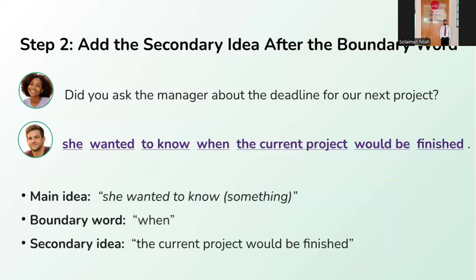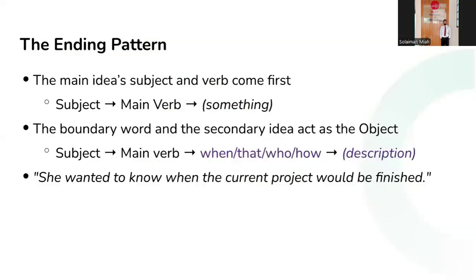Now we need to attach the secondary idea. First comes the boundary word when. Then, after the boundary word, we have a noun phrase, the current project, and a verb phrase, would be finished. Combining all of that together gives us the whole secondary idea when the current project would be finished. I called this example the ending pattern because the secondary idea came at the end of the statement.